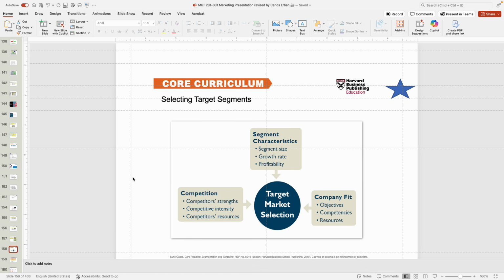Okay, so let's talk about how you decide which segments to target. Basically the way you do that is there are 3 dimensions. First, you look at the characteristics of that segment. So the size, the growth, profitability. But again, just like everything in business, there is no set rule. If the segment is very small, that doesn't mean that you don't go in.